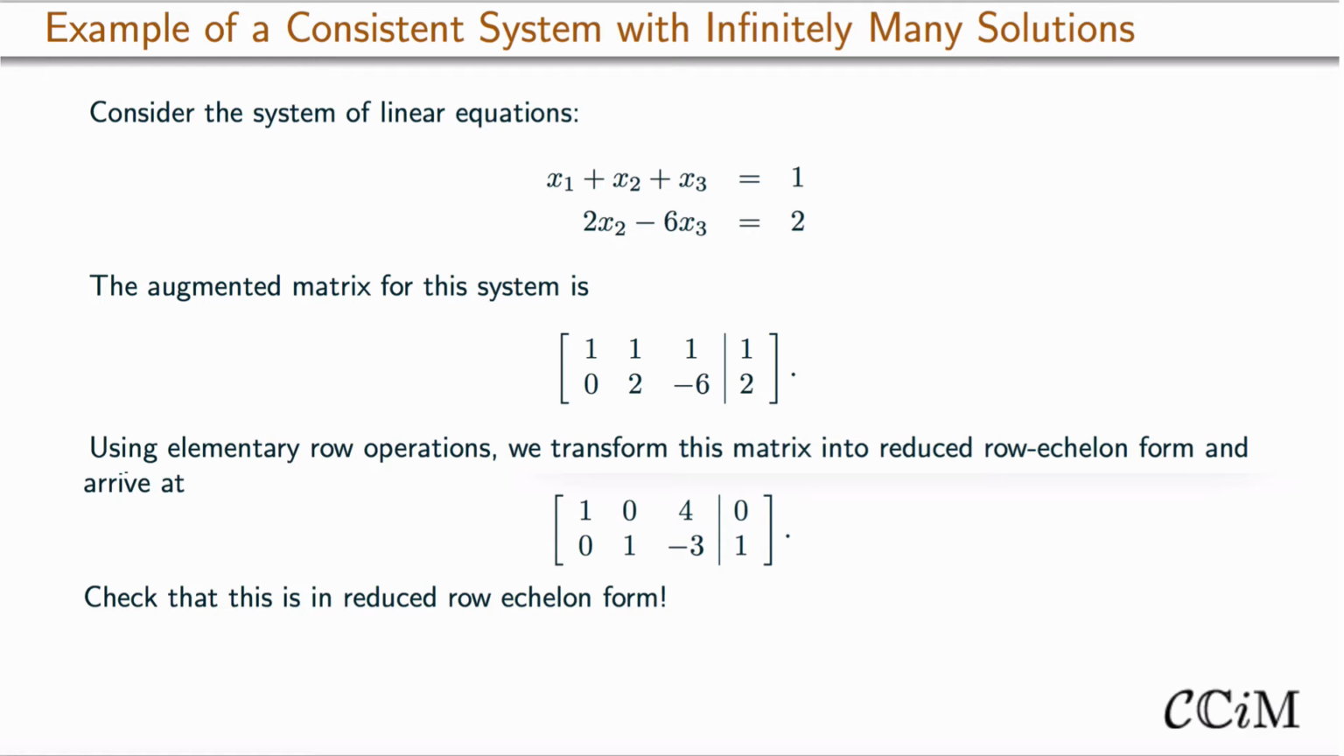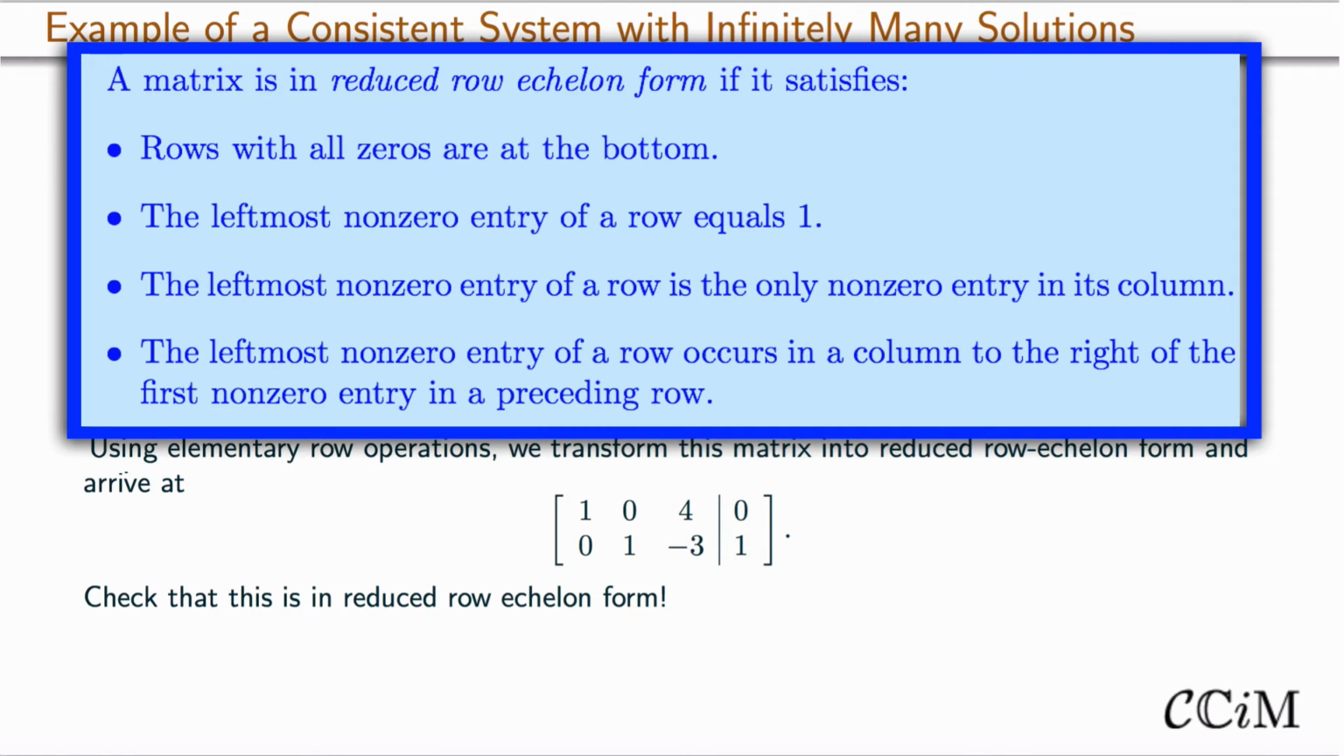Let's check that this matrix is indeed in reduced row echelon form. Rows with all zeros are at the bottom. We don't have such rows in this example. Leftmost non-zero entry of a row equals 1. Those are these two entries right here. Those are the leftmost non-zero entries of the two rows, and both of them equal 1. The leftmost non-zero entry of a row is the only non-zero entry in its column. It's the case here as well. This column doesn't have any other entries other than the 1. The leftmost non-zero entry of a row occurs in a column to the right of the first non-zero entry in the preceding row. Again, that's the case. This one here occurs to the right of this one right there.